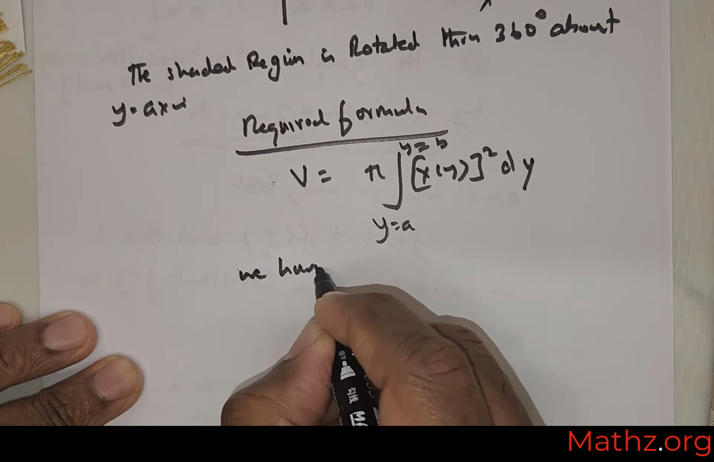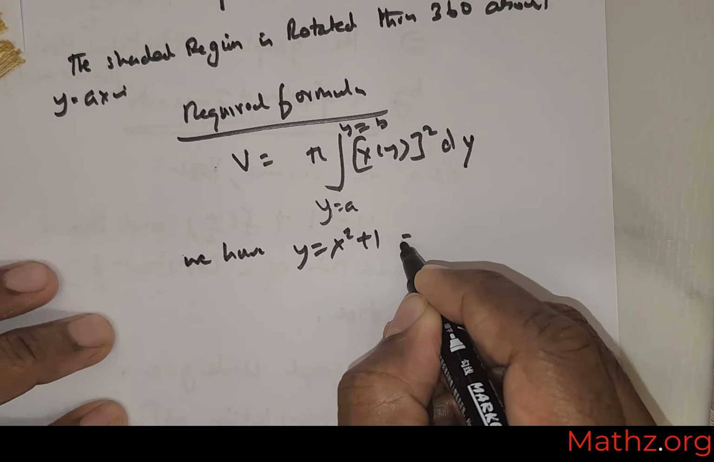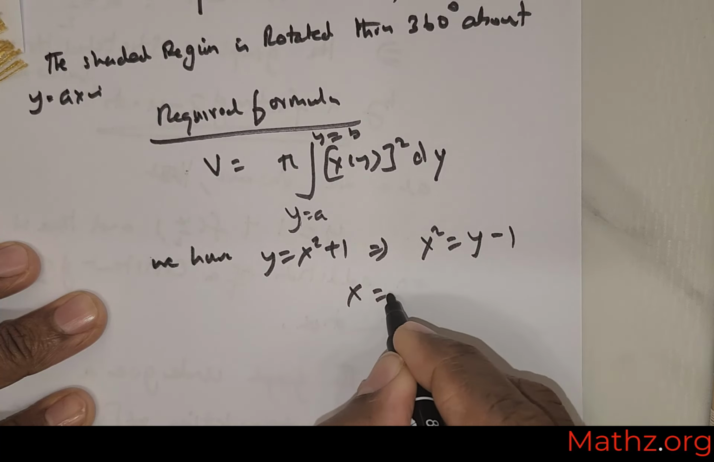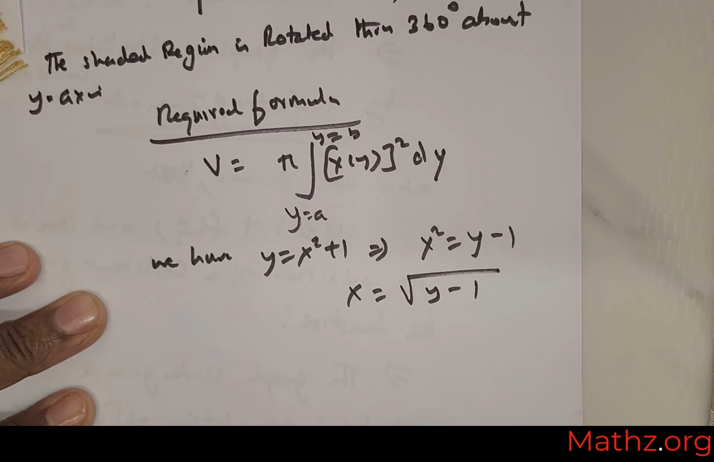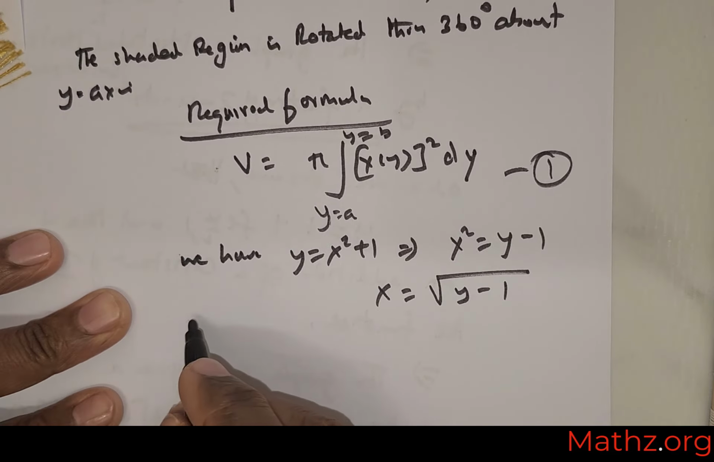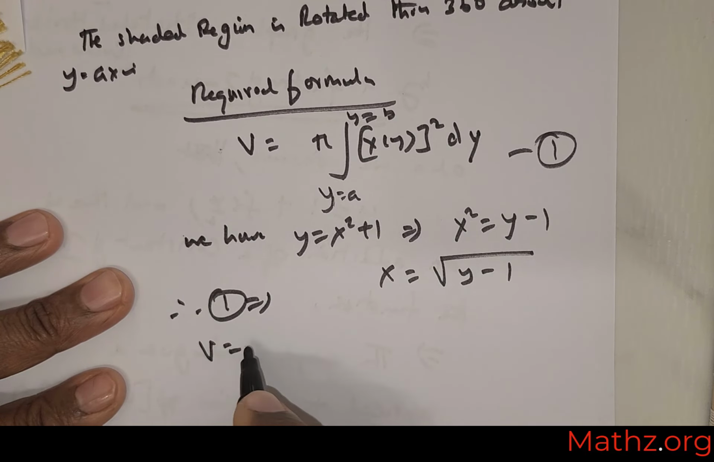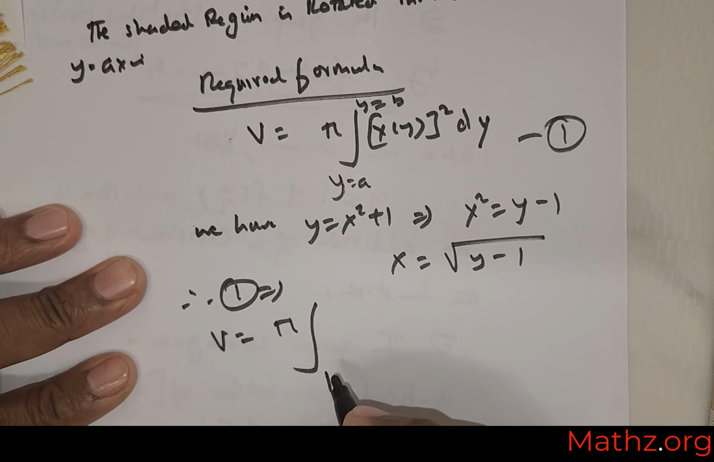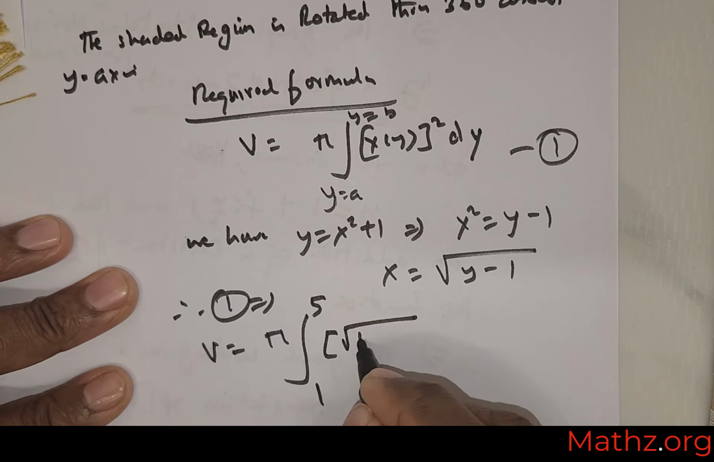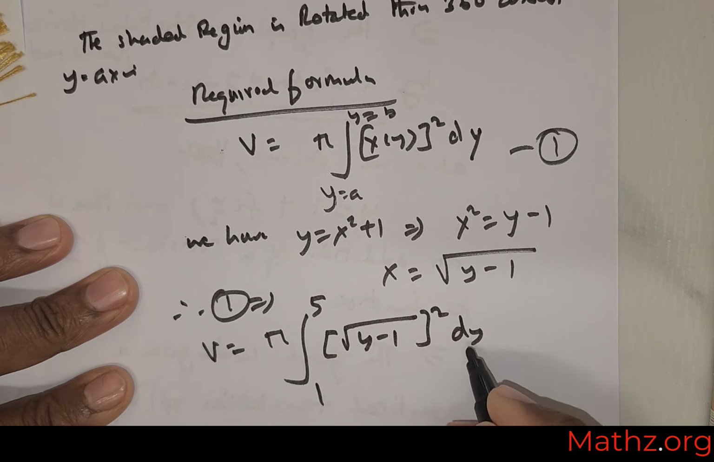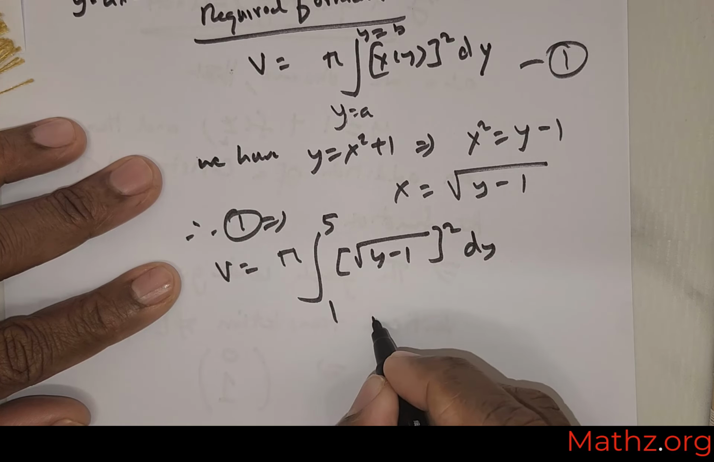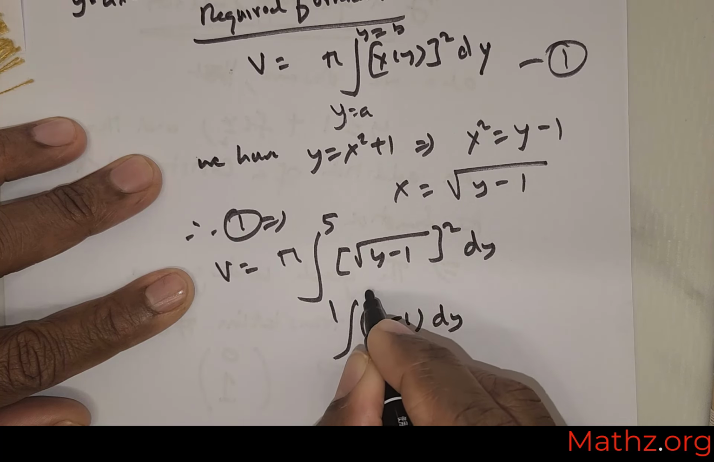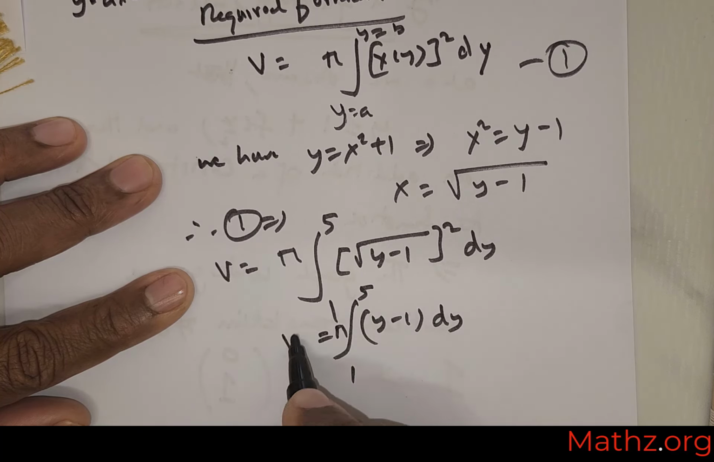Now what do we have? We have y is equal to x squared positive 1. So from here, x squared is equal to y negative 1, which means x is equal to root of y negative 1. So V is equal to pi times integral, the limits for y are 1 to 5, of the root of y negative 1 raised to the power of 2 times dy. If you square this, it will be y negative 1. The square and the square root get neutralized. You have a dy there, the limits are 1 to 5, and you have pi there, and this is the volume.